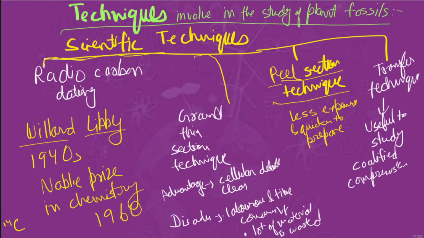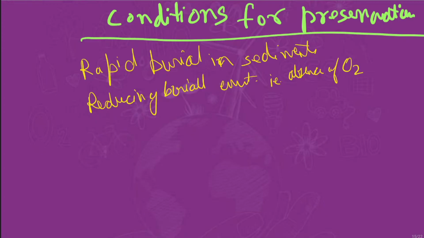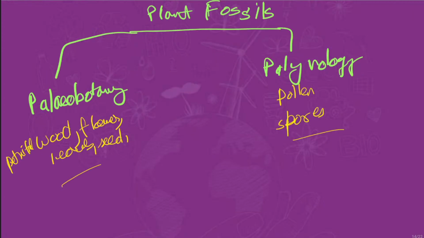Techniques: radiocarbon dating, Willard Libby, 1960 Nobel Prize in Chemistry for this radiocarbon dating, and he was a chemist. Ground thin section technique, peel section technique, transfer technique, and maceration technique in modern techniques. The CT scan, X-ray, the conditions, laboratories, the plant fossils.